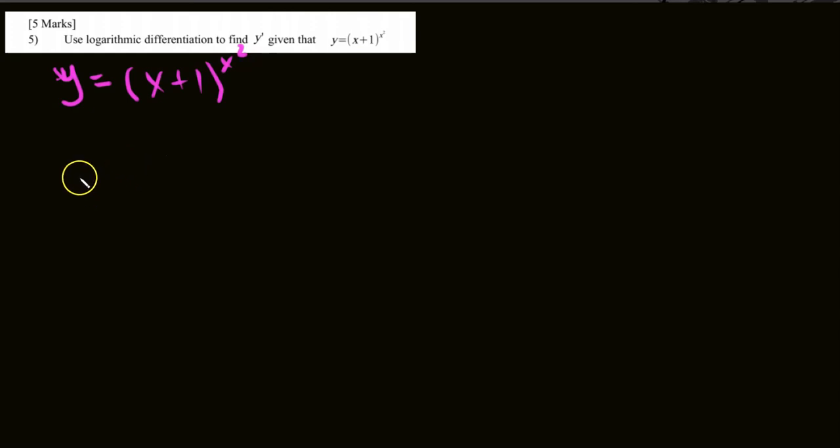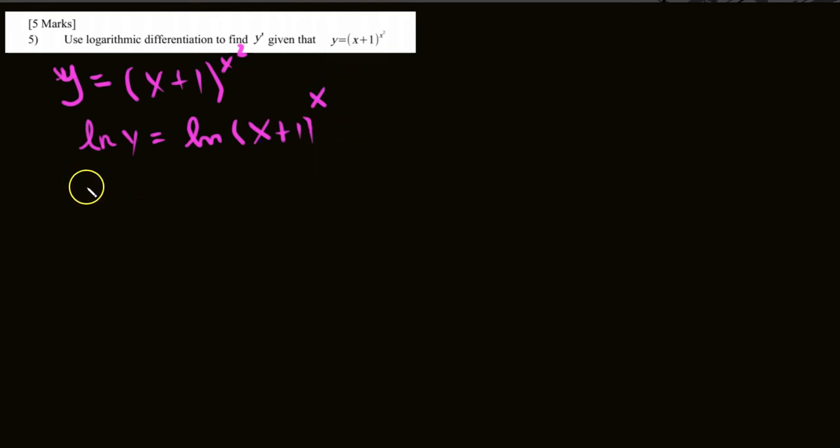So logarithmic differentiation, if you read the theory about it, it just means you take the ln of both sides and then you simplify and you take the derivative. So you put ln on both sides. If you do something to one side, you have to do it to the other side. ln of x plus 1 to the power of x squared.